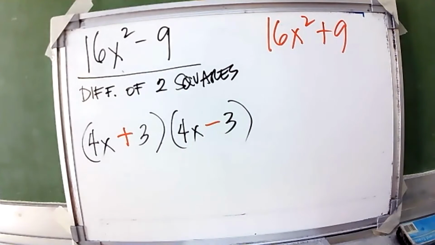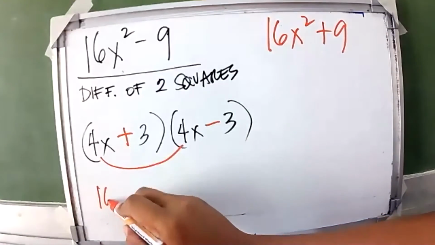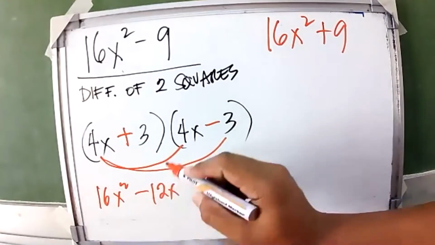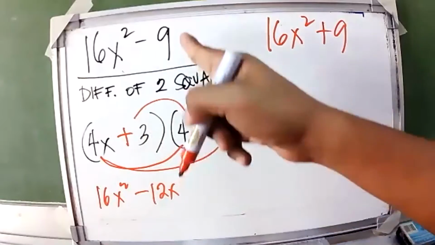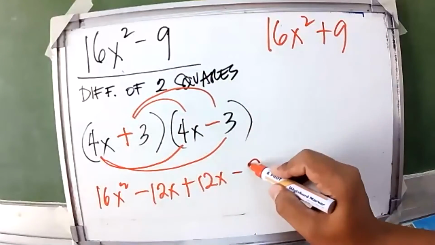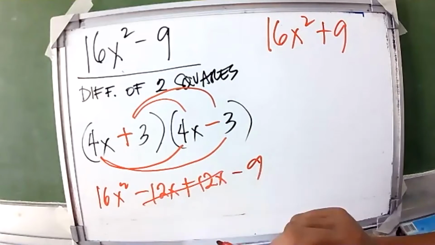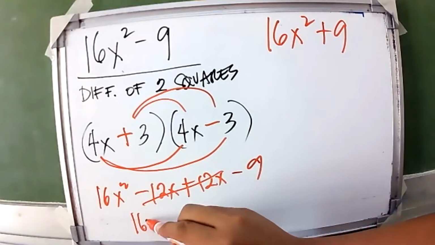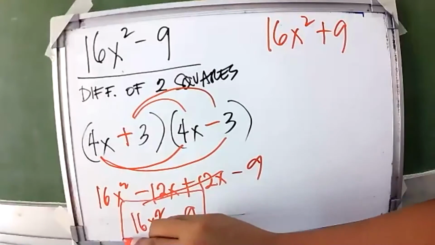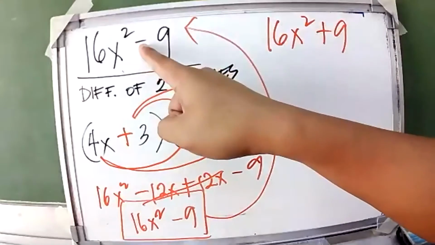Okay? Let's just try. If we do the FOIL method, this is 16x squared minus 12x. Just to show you the process, why it will become like this. That's plus 12x. And then that's minus 9. Negative 12x plus 12x, that's 0. So what's left is 16x squared minus 9. Okay? Bumalik ka na sa dati. So, that's the reason why this is factorable.